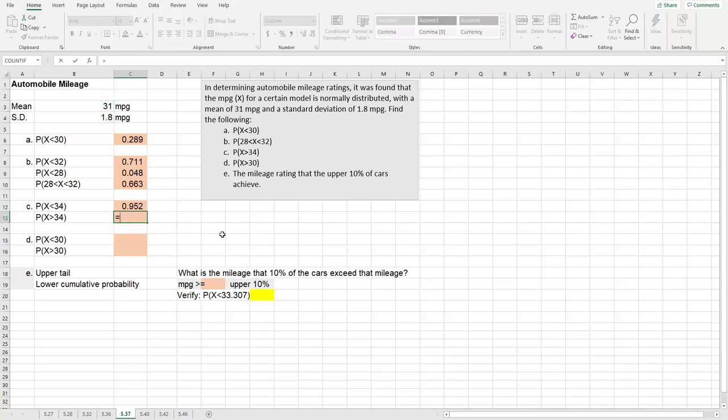Now to find the probability of getting more than 34, we would simply subtract the probability of getting less than 34 from 1. And like we did in the above, we can simply just copy what we have here down here and then subtract it from 1 to get the probability of getting more than 30.